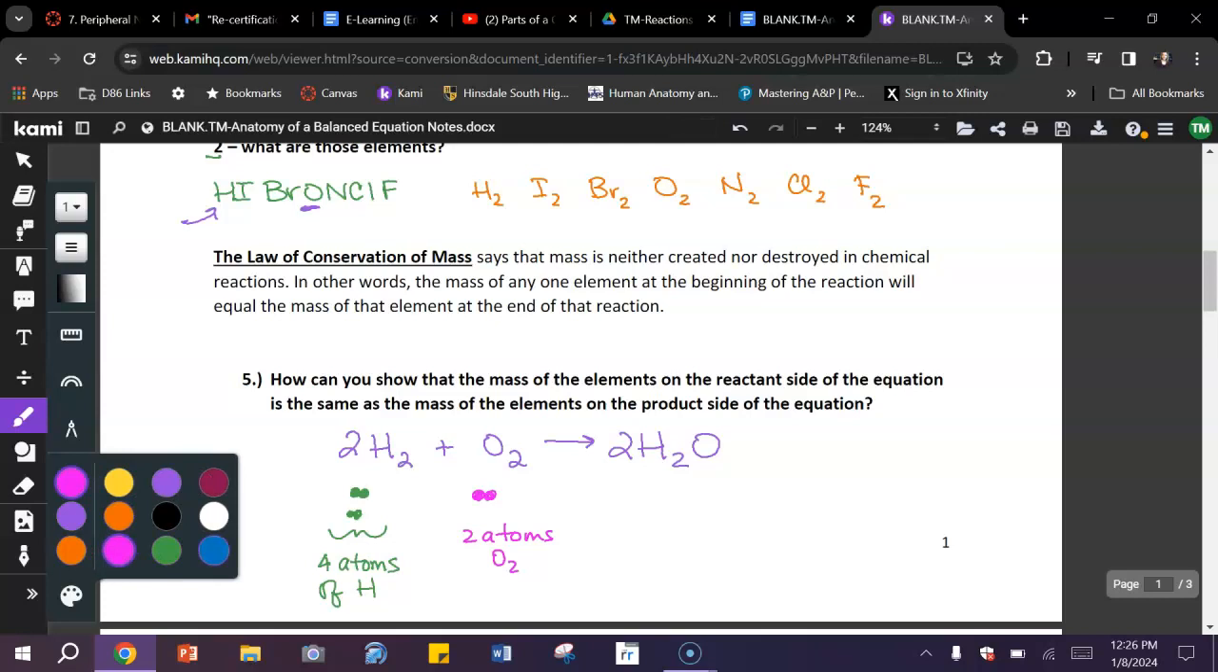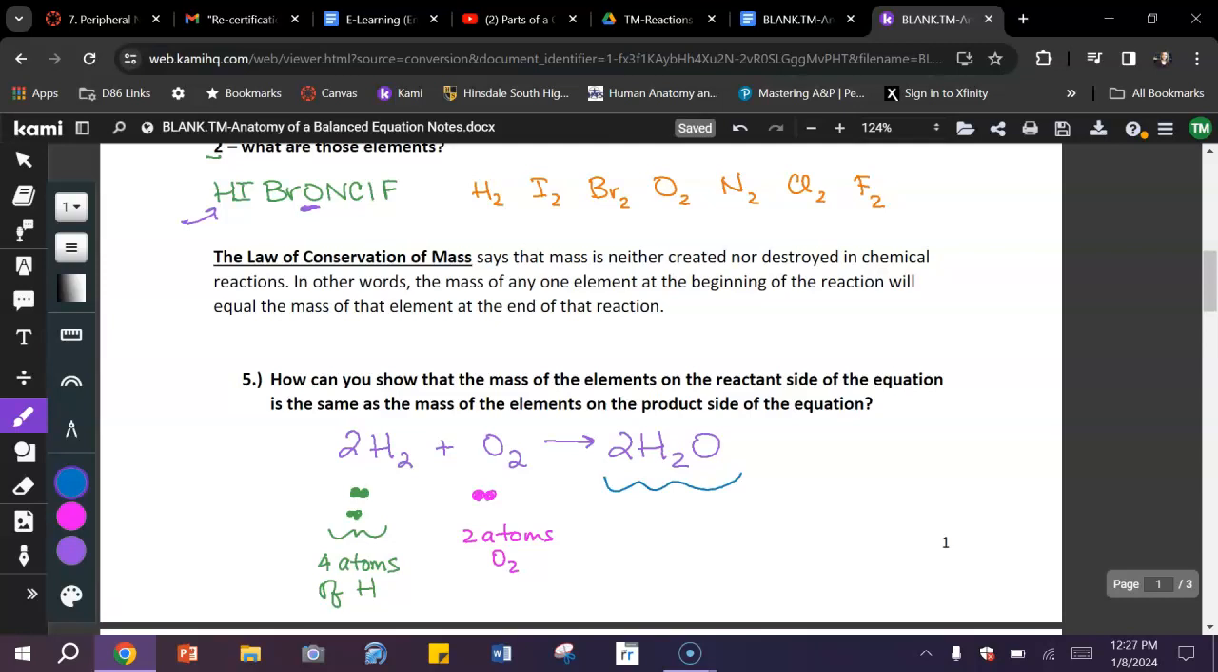Well, if we look at my product side here, you'll notice that I have rearranged the atoms. However, I have 2 molecules of water. So one molecule of water has 2 hydrogens and an oxygen. And my second molecule of water has 2 hydrogens and an oxygen. And if we count the green dots, I have 4 of them, which means I have 4 atoms of hydrogen. And if I count my pink dots, I have 2 atoms of oxygen.